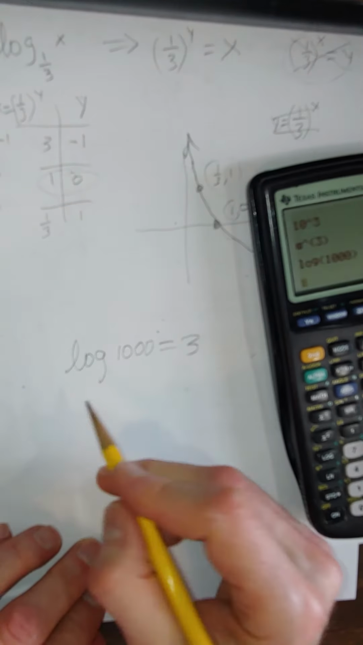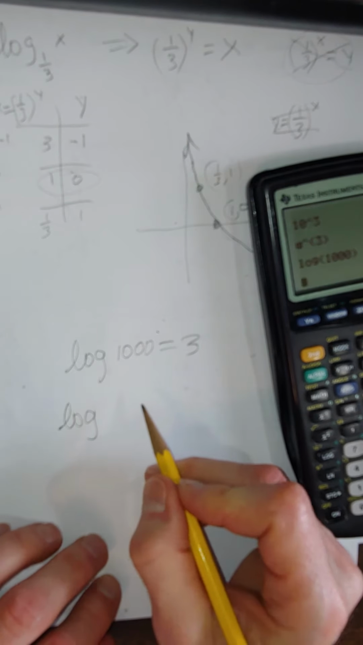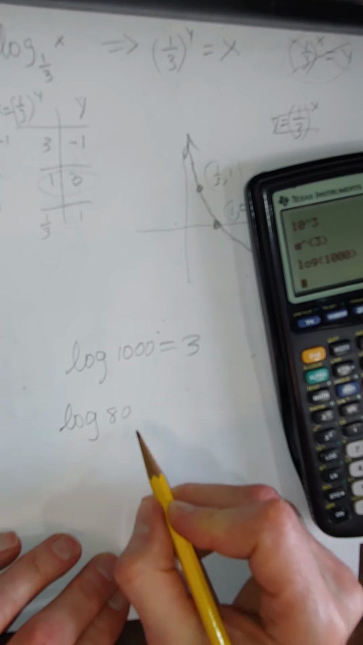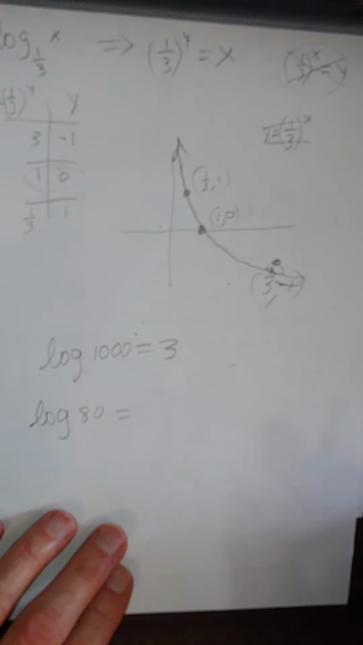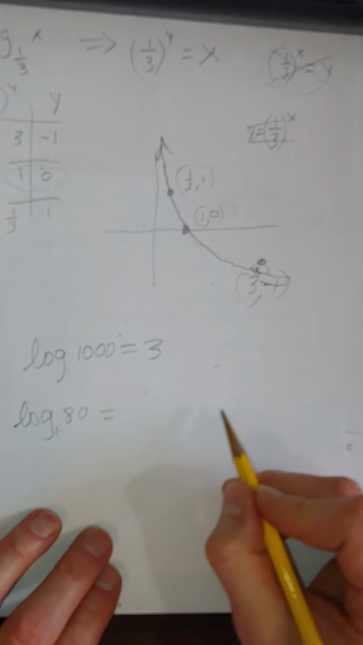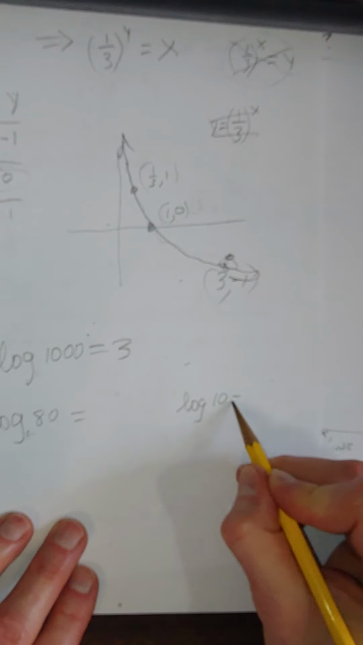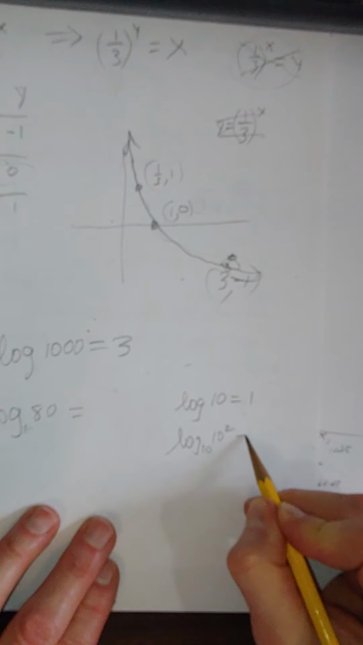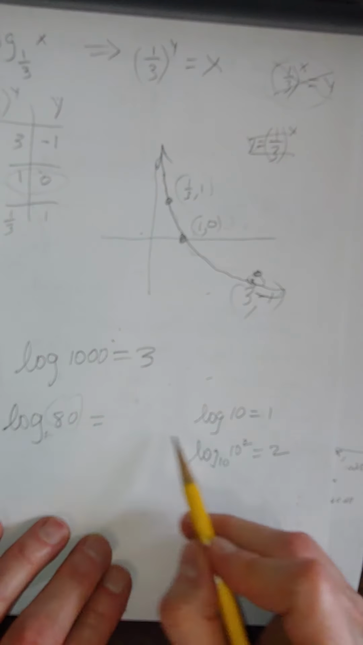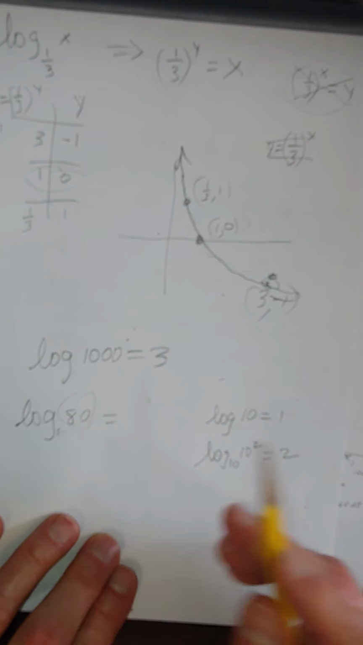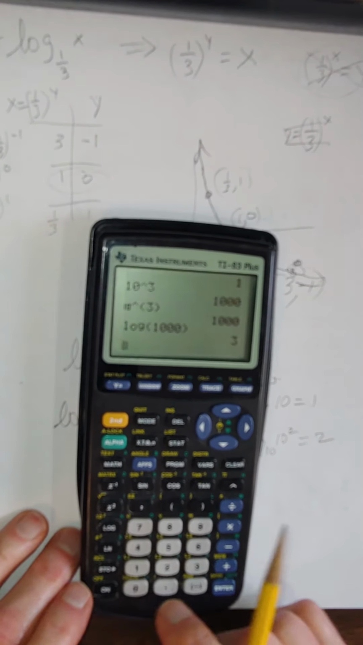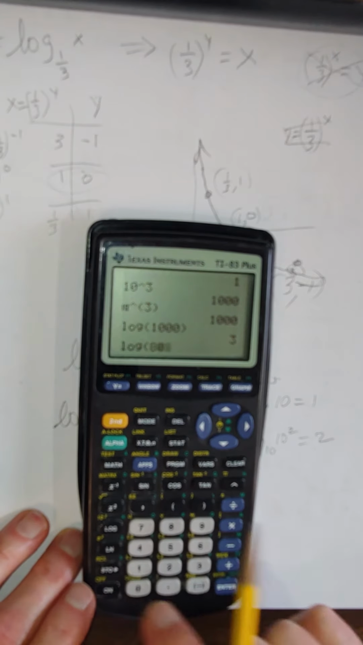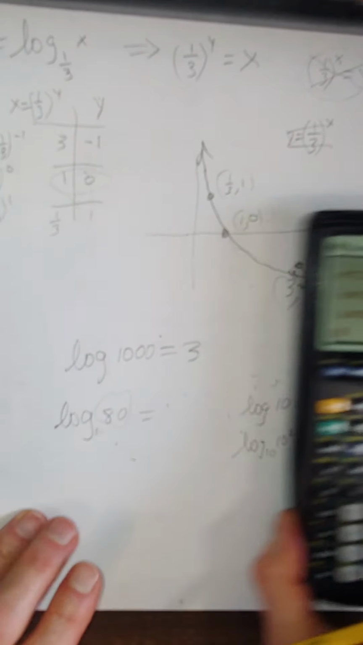If you want the log of, let's say, 80, let's even guess where it might be. Look, this is base 10, right? What's the log base 10 of 10? Isn't it 1? What's the log base 10 of 10 squared, which is 100? Isn't it 2? 80 is between 1 and 2, so this should be between 1 and 2. Let's find out what it is. So log of... whoops, I hit the wrong one. Clear. Okay, log of 80: 1.9 approximately.